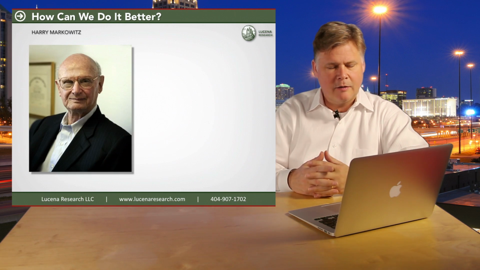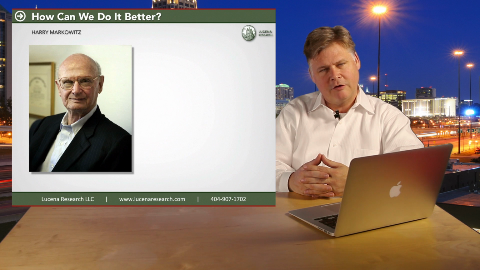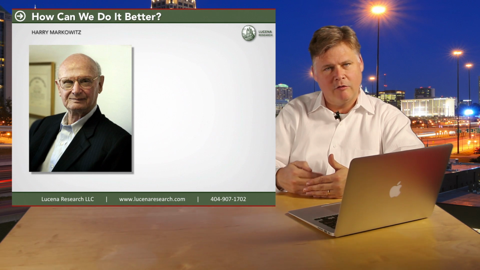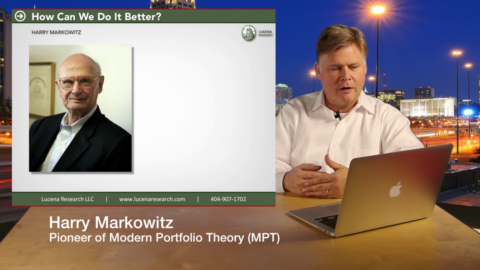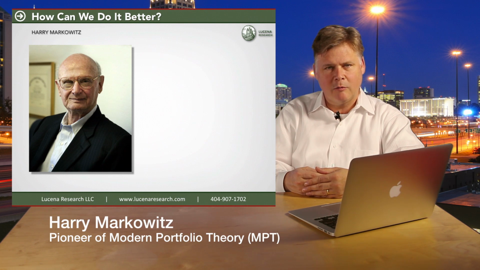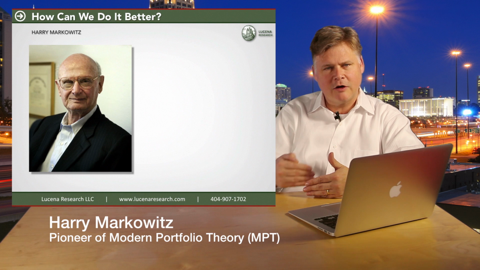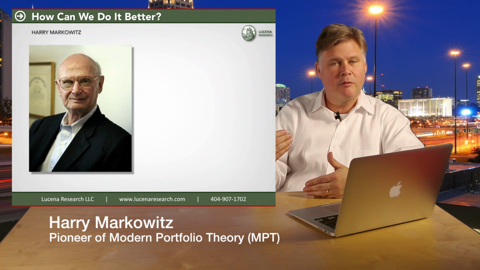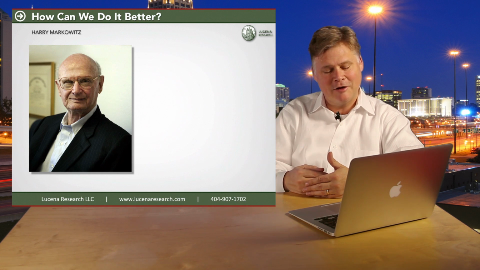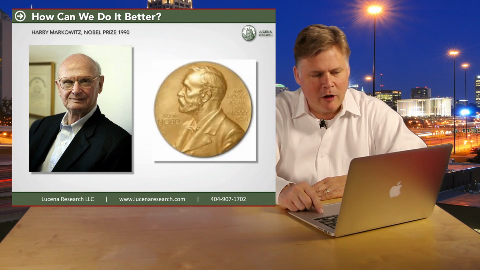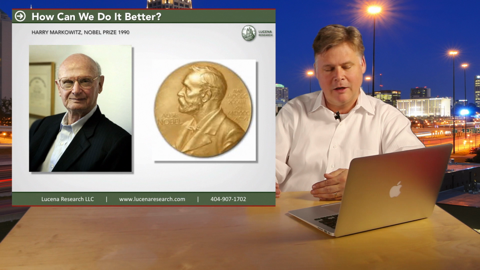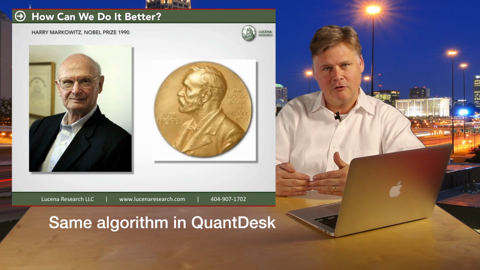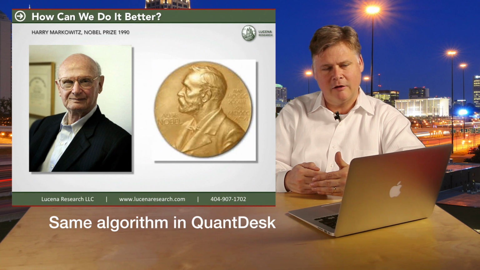Well, in the 60s and 70s, a theory of finance evolved called modern portfolio theory. This guy, Harry Markowitz, was one of the leaders, and he discovered a way to combine equities into portfolios that actually have lower risk than any of the individual equities. And he got the Nobel Prize for that in 1990. We used that same algorithm as part of our Quant desk tool, and I'm going to give you an example of that in a little bit.